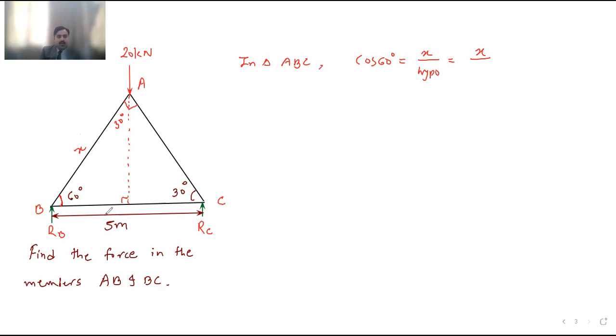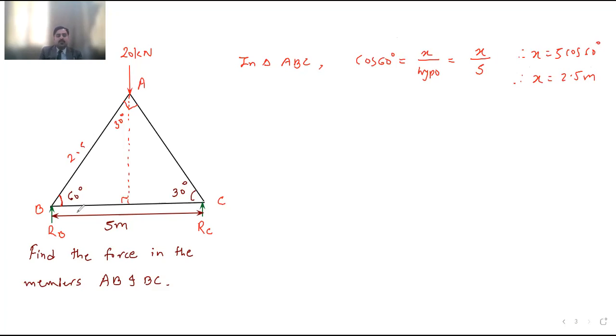So this remaining angle must be 90 degrees. So it is x by 5. Therefore x is equal to 5 cos 60. So therefore x is equal to 2.5 meter. Cos 60 is 0.5, so this side is 2.5 meter.